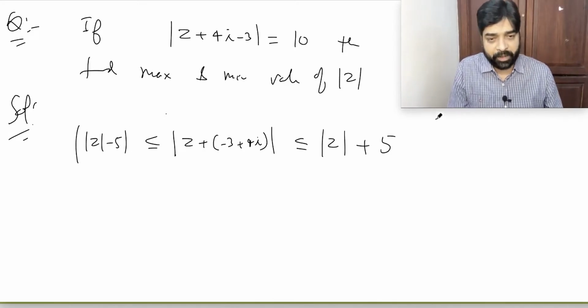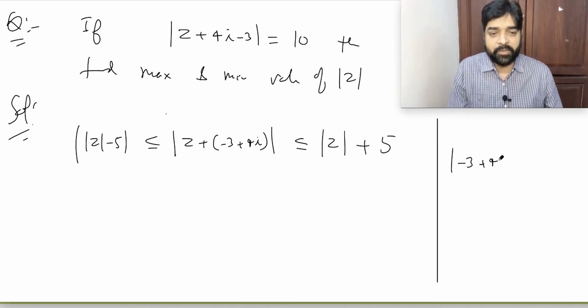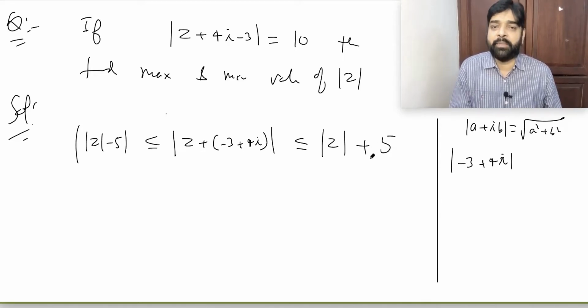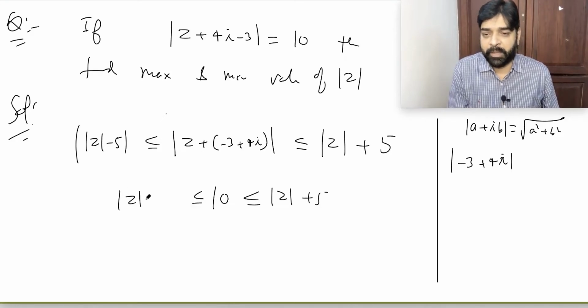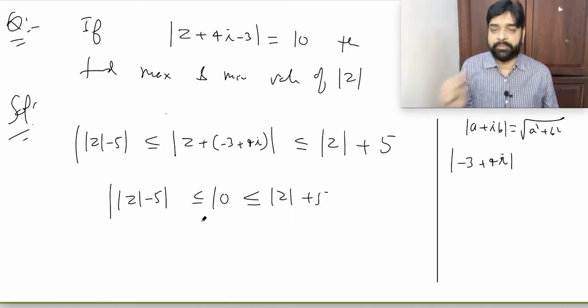Some people are getting confusion. Okay, sir, how is this? Mod of minus 3 plus 4i. What is the mod of a plus ib? That is the root of a square plus b square. That's the logic I applied, nothing else I did. Now this value is given as 10. So 10 less than or equal to mod z plus 5, greater than or equal to mod z minus 5 whole mod.